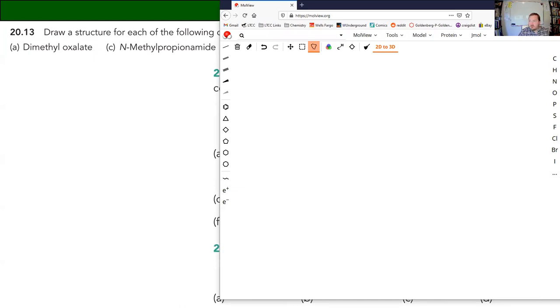All right, let's look at these first two. Dimethyl oxalate, the IUPAC name would be dimethyl ethanedioate. Oxalic acid is just two carbons that are each a carboxylic acid. So if it's dimethyl oxalate, that means it's a diester, and we're going to replace both of the H's with a methyl group. And so that would be our structure.